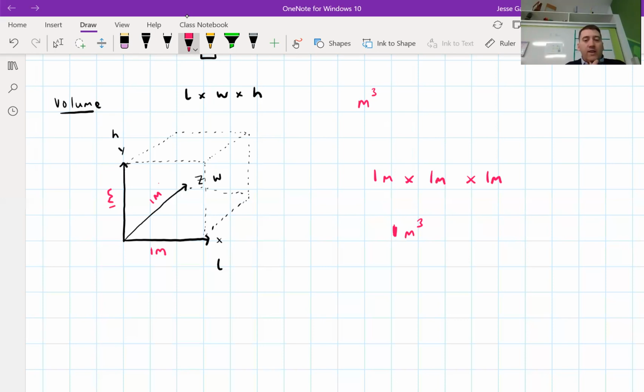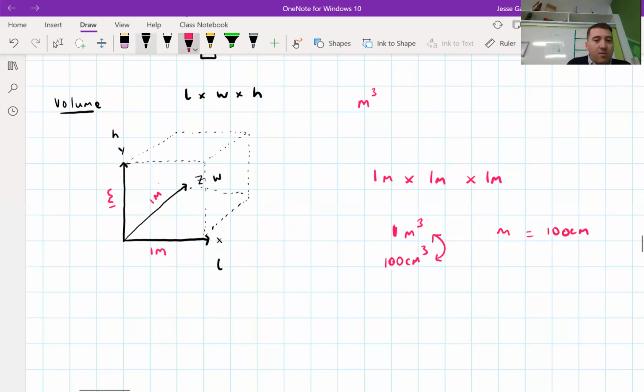Now, what's the relationship between meters cubed and centimeters cubed? Some people think, oh, there are 100 centimeters in a meter, so it must be that 100 centimeters cubed is equal to a meter cubed. I understand why you think that, because 1 meter is equal to 100 centimeters. You're right about that: for every 1 meter, there are 100 centimeters. But you have to remember that this is cubed.